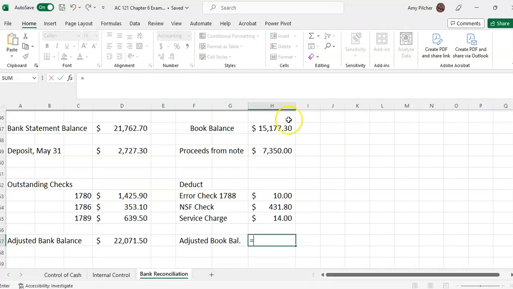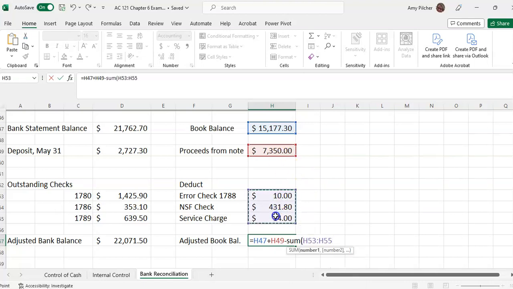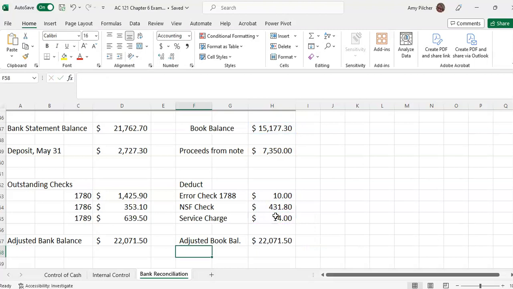Okay, so now we have our adjusted book balance. We're going to take our beginning book balance, add the proceeds from the note, and then subtract the sum of our changes. And we get $22,071.50. So these two numbers have to match. If they don't match, then there is something wrong with your bank reconciliation.